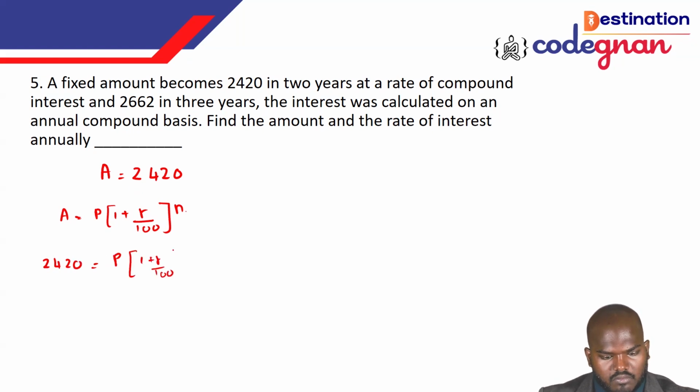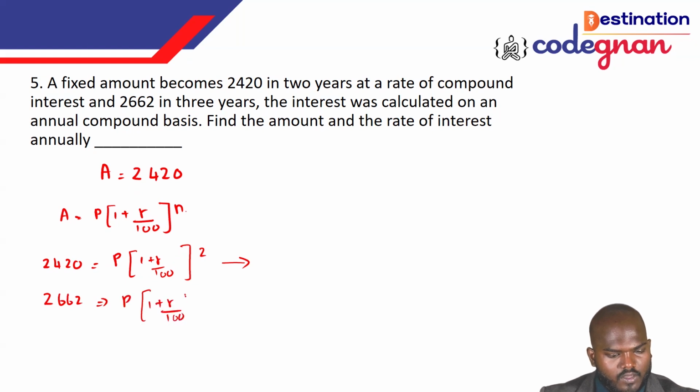R we don't know, right? So 2 is the power, and this is 1. They have also given 2662 for 3 years. Again, it is P(1 + R/100) whole cube. If you divide the two, P gets cancelled. Once it cancels, you get 1 + R/100 = 2662/2420.